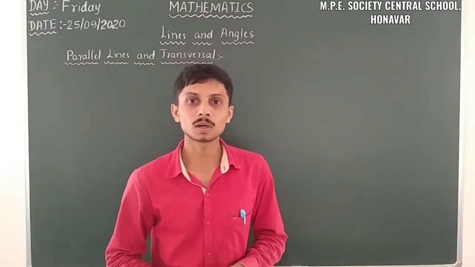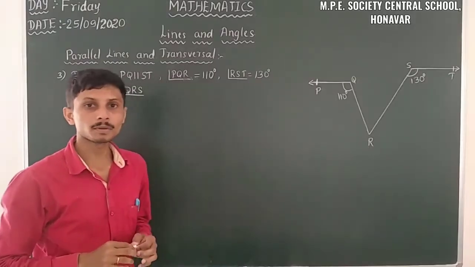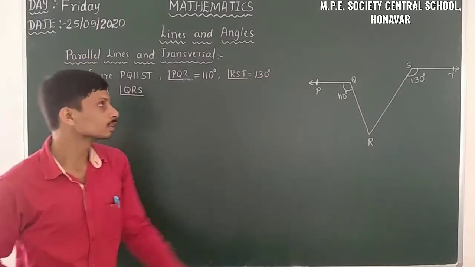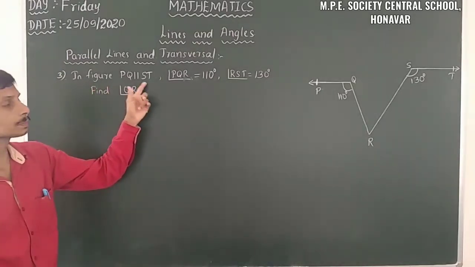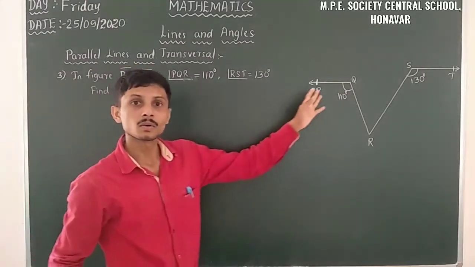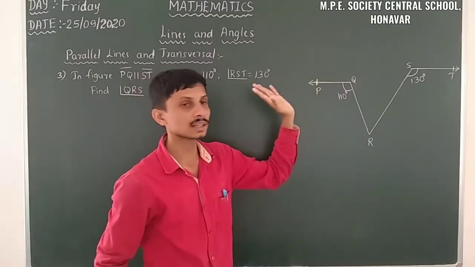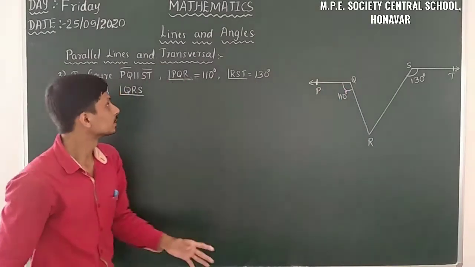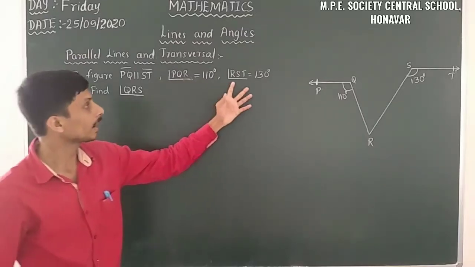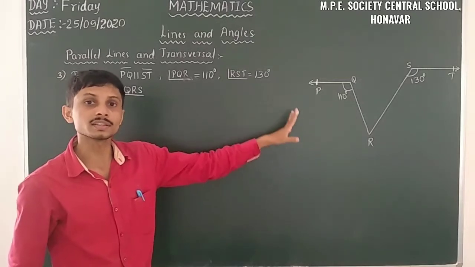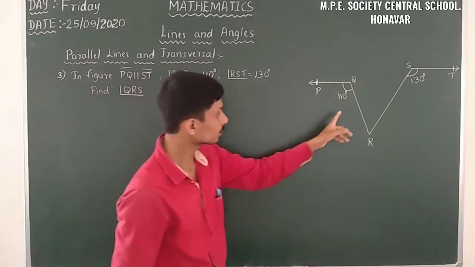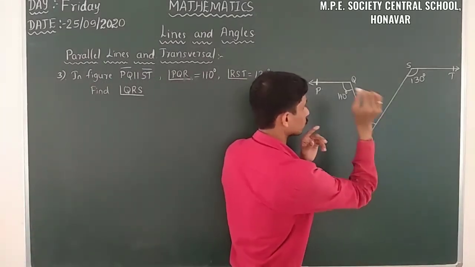So let us take one by one. The third problem tells us that the figure is given, so the diagram is given here. Just observe, in the figure PQ is parallel to ST. That means these two line segments are parallel, that is PQ and ST are parallel lines. Then the given terms are angle PQR is equal to 110 degrees and angle RST is equal to 130 degrees. So we have to find out the angle QRS.